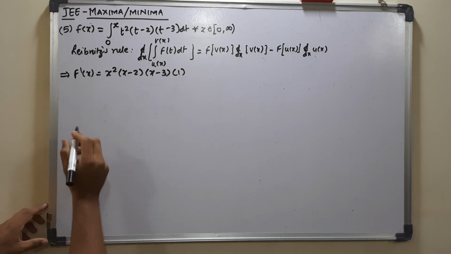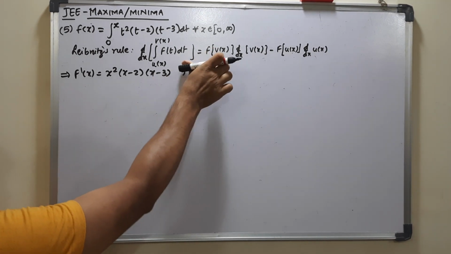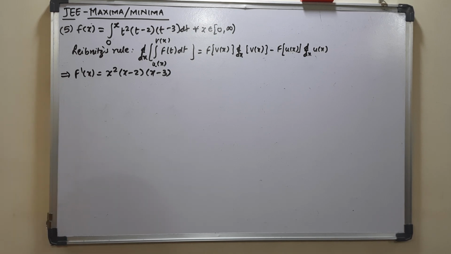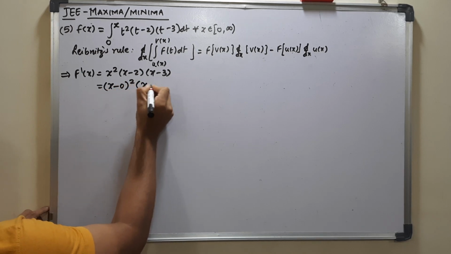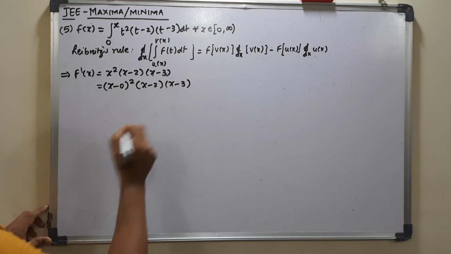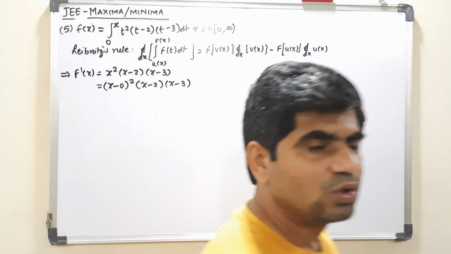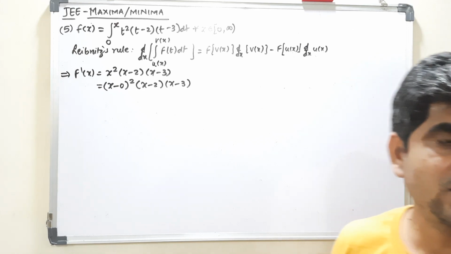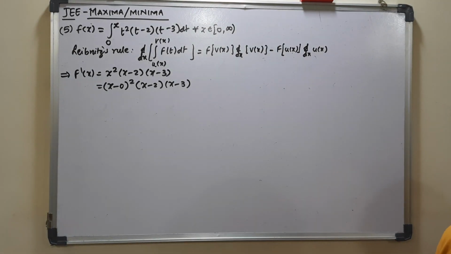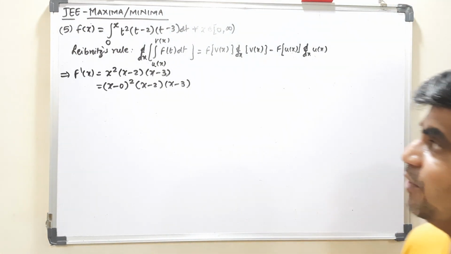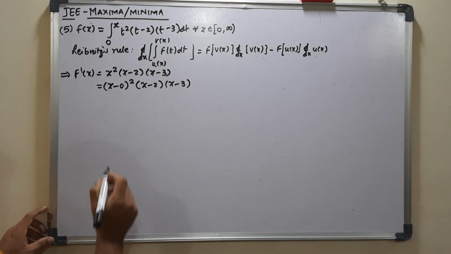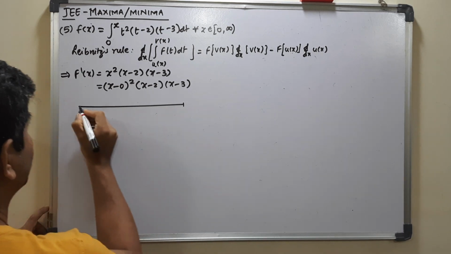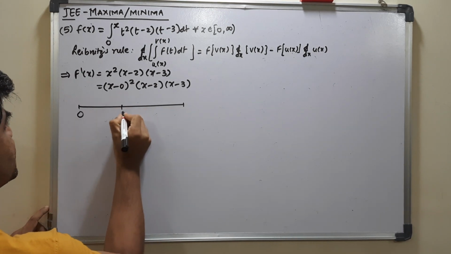So I got f dash x to be this, and now I can write this as x minus 0 the whole square. Already I have got f dash x. For minimum or maximum I need to get critical points, which are already known to me. The critical points are 0, 2 and 3. So instead of getting the second derivative over here, I will show you something else. I will use the wavy curve method. See here, I am plotting the critical points. This is 0, then 2 and then 3.